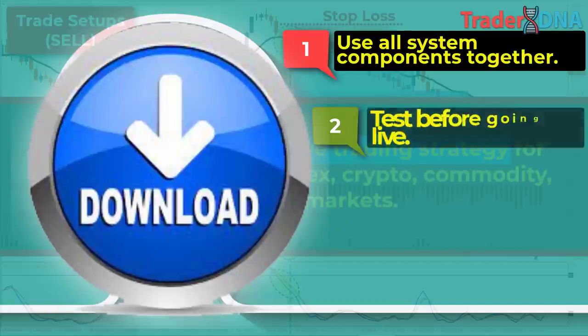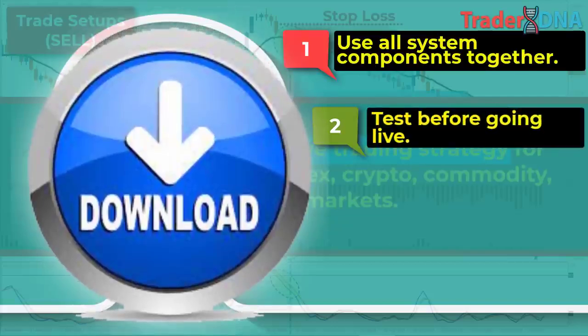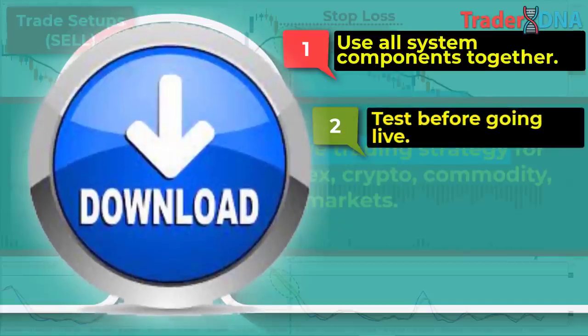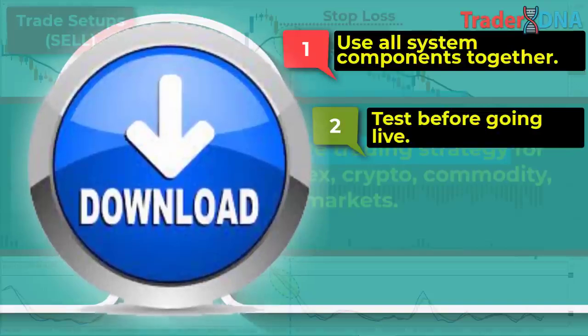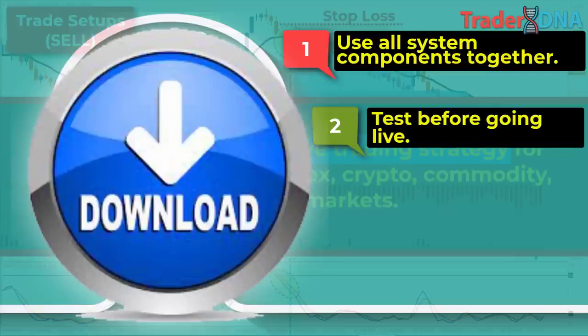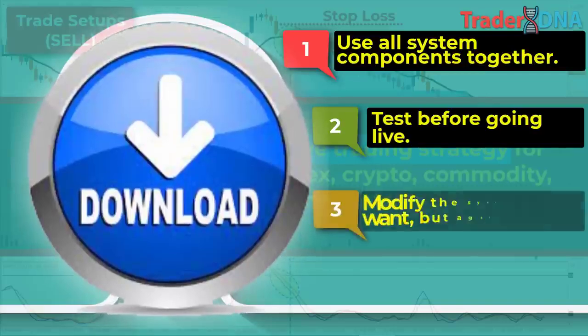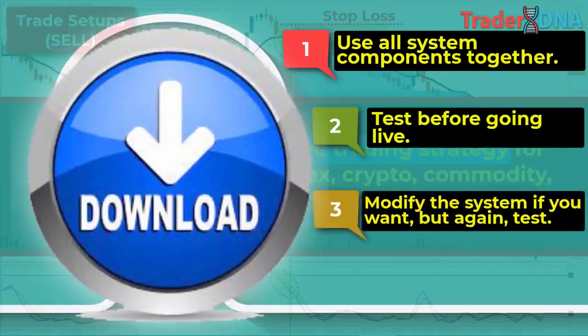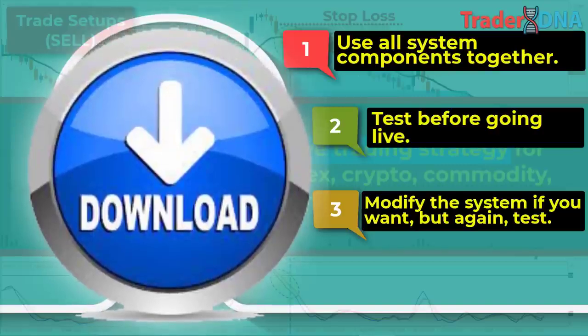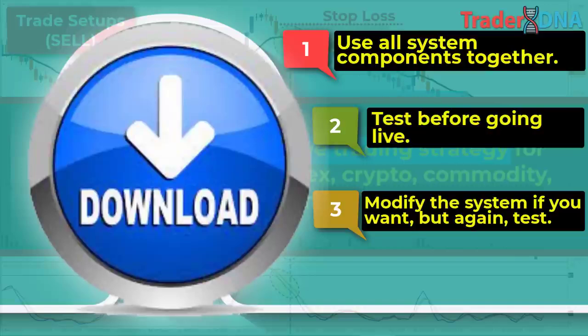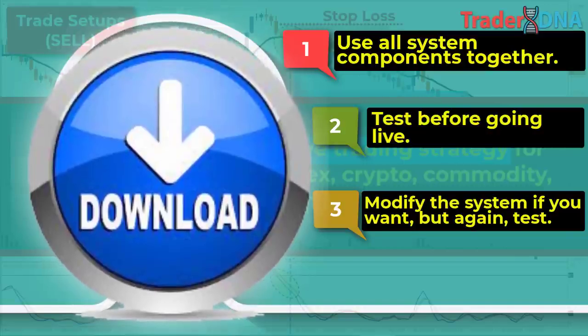Second, test before going live. Before you use this system to trade with real money, make sure you backtest and demo test. Once you know you have the potential to be profitable, you can risk real money. Third, modify the system if you want, but again, test. You do not necessarily need to use Elder's system exactly as he engineered it. But if you are going to make any changes, do not forget to test them first.